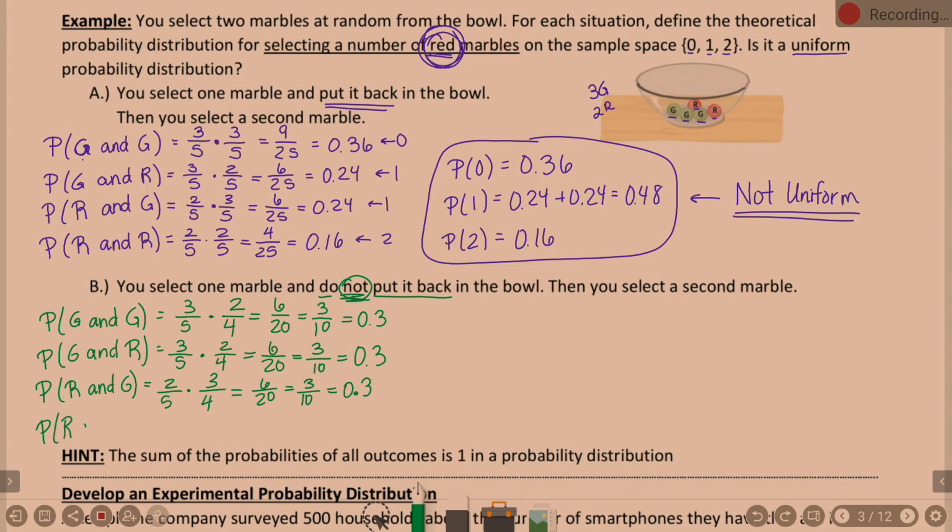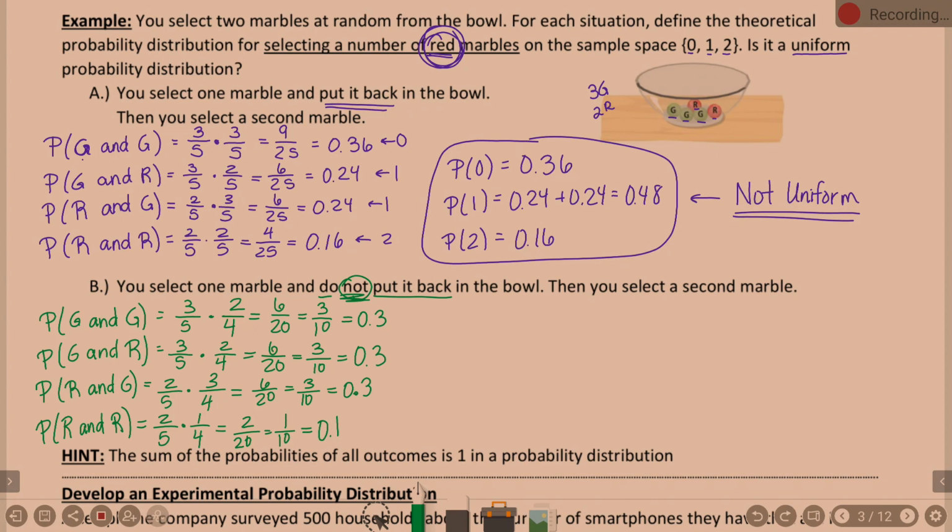And finally, the option of probability of red and red. Okay, probability of first red, 2 out of 5. I don't put that red back, so now I'm down to 4 marbles to pick from, and I only have 1 red marble to pick from. 2/5 times 1/4, 2/20, whoops, wrote the wrong thing there, 2/20, which reduces to 1/10, and that is a decimal 0.1.